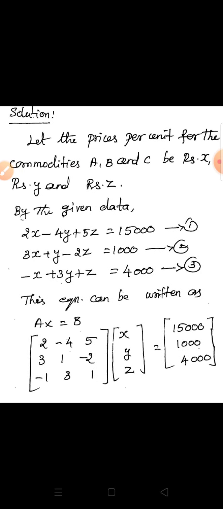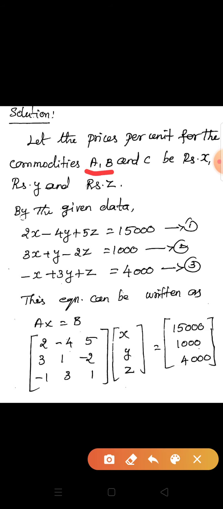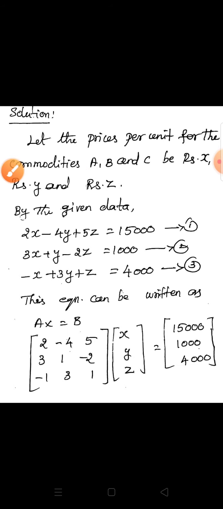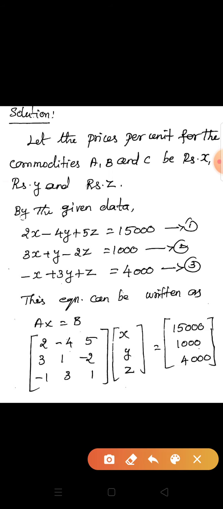Let the prices per unit for the commodities A, B, C be rupees X, Y, Z. By the given data, 2x minus 4y plus 5z equal to 15,000. Do you understand?